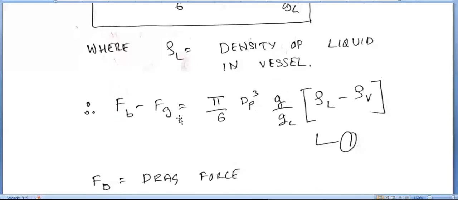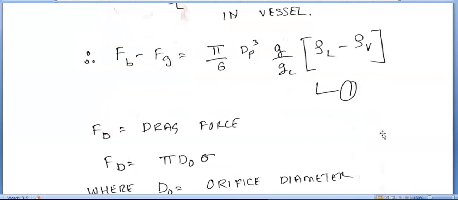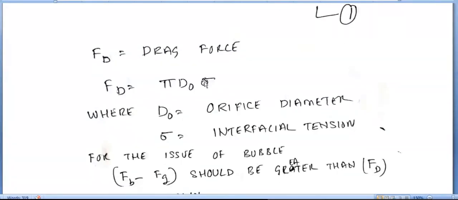Then the second point: the drag force is given by pi d naught into the interfacial tension. What do you mean by interfacial tension? When the air bubble is coming out through that orifice, what will happen? The orifice exerts a drag force on the surface area of the air bubble. I repeat once again.